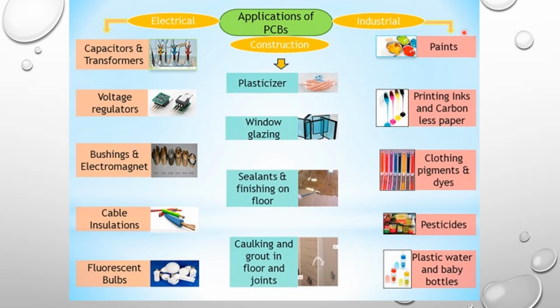We can also find PCBs in paints. If you do not buy a paint that is PCB free, then assume that it has PCBs in it. And then I'm not going to read all these other things, but pesticides is a really big one too.